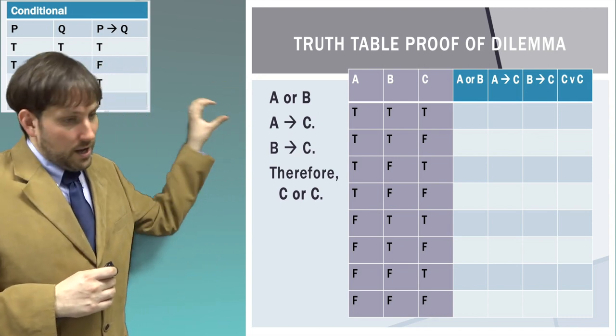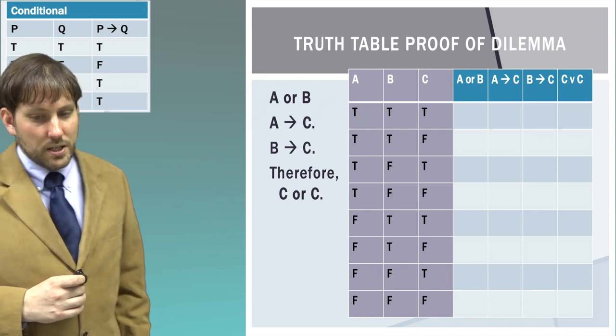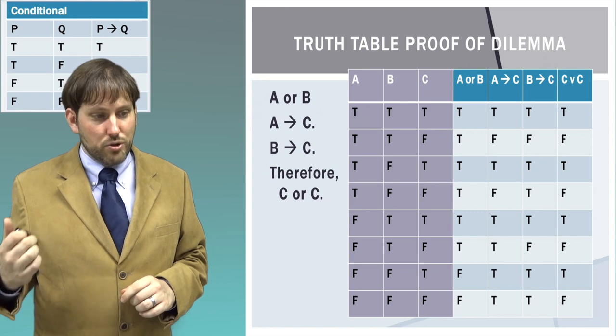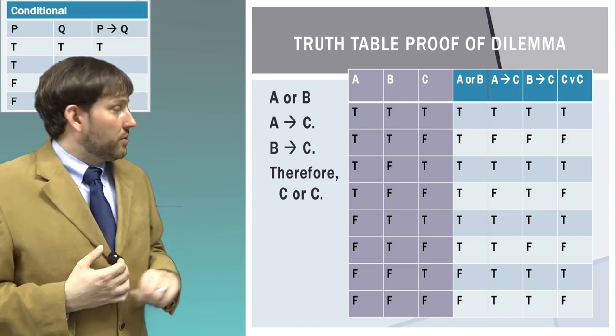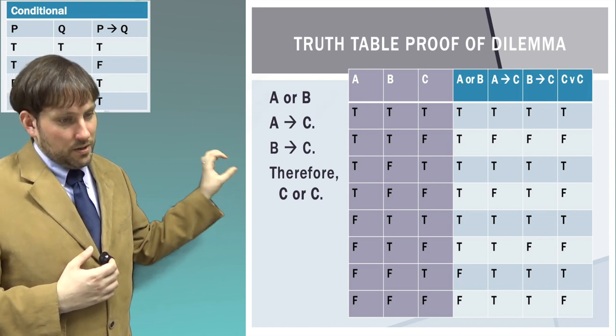So we're going to get TF, TF, and then four T's. So B implies C. This is going to be true anytime that B is true and C is true, or anytime that B is false. So we're going to get this pattern. We're going to get TF, TT, TF, TT.